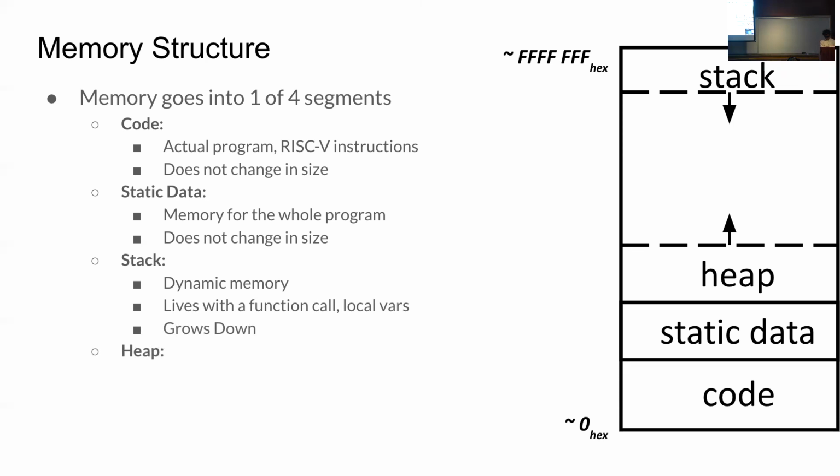And then finally, we have our heap. This is also dynamic memory that the programmer is in control of. You use your memory allocation functions, so malloc, calloc, realloc, and then you free that memory using the free function. And it grows from the bottom up.